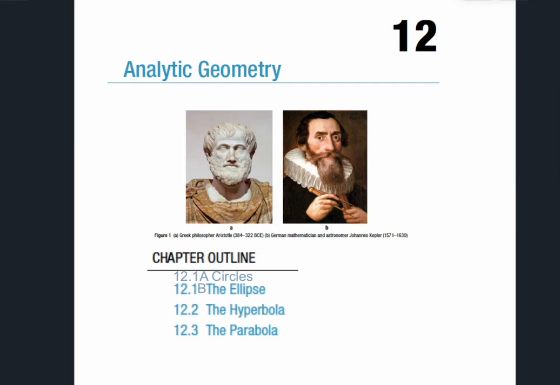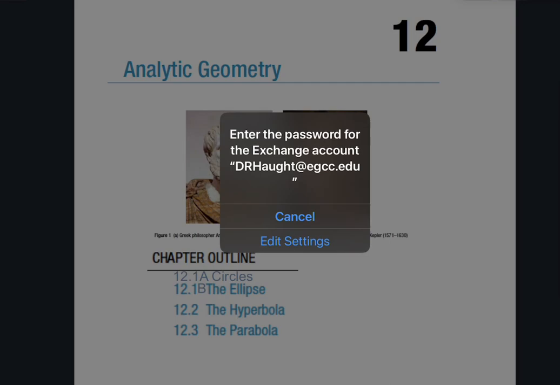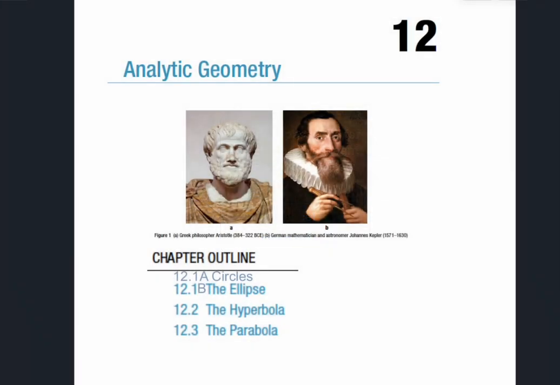So chapter 12 is about analytic geometry. We're going to start out with conic sections. Basically, if you set two cones, one upside down and the other right side up, and you slice through it certain ways, you get these particular shapes. So they were called conic sections for that reason.